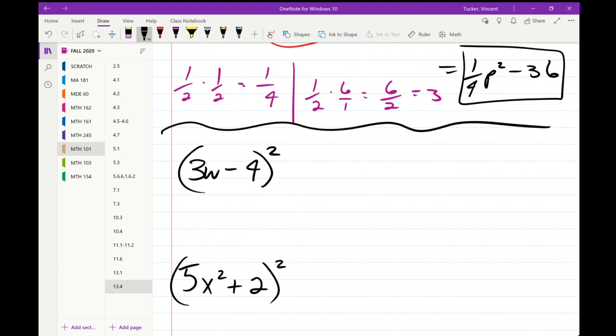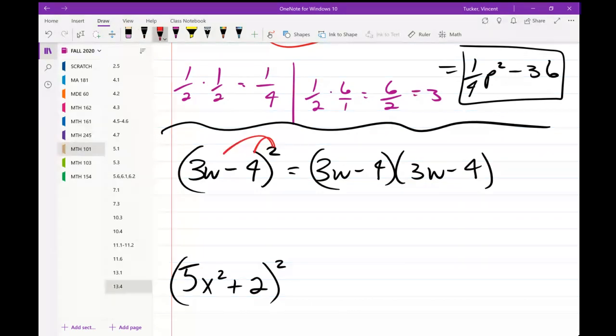All right, so like I said, last scenario for the day, 3w minus 4 squared. What we cannot do here is square each term and call it a day. What we actually have to do is recognize that it's the whole quantity that's being squared. We can't square 4 and square 3w. We have to square the whole thing and do our distribution. So that's 3w minus 4 times 3w minus 4.